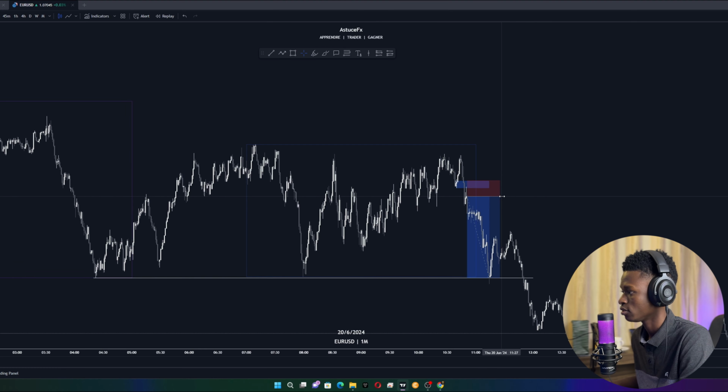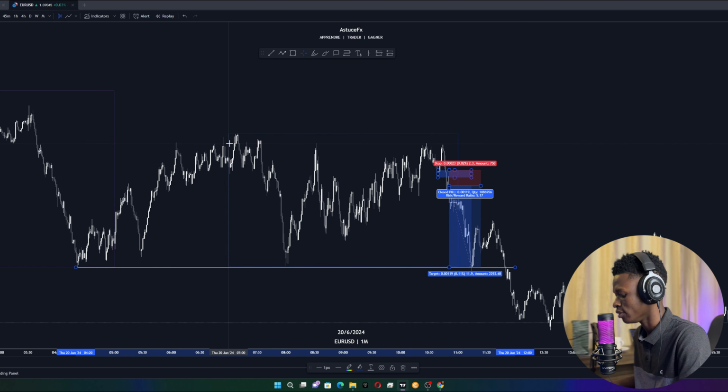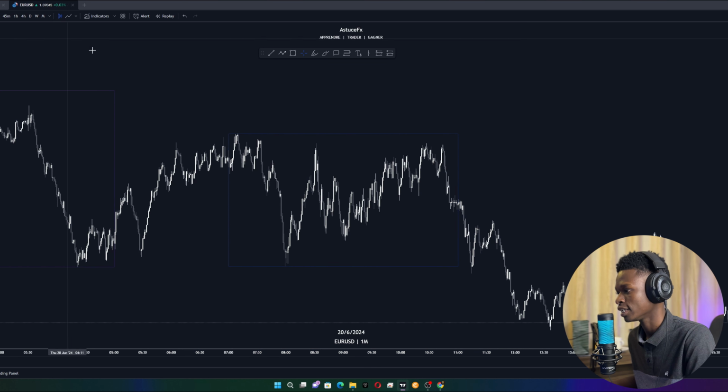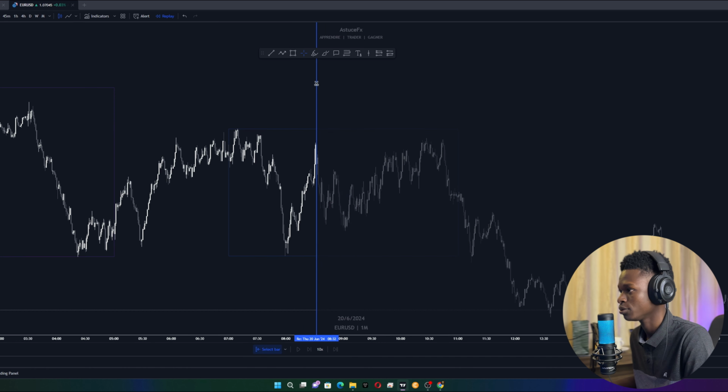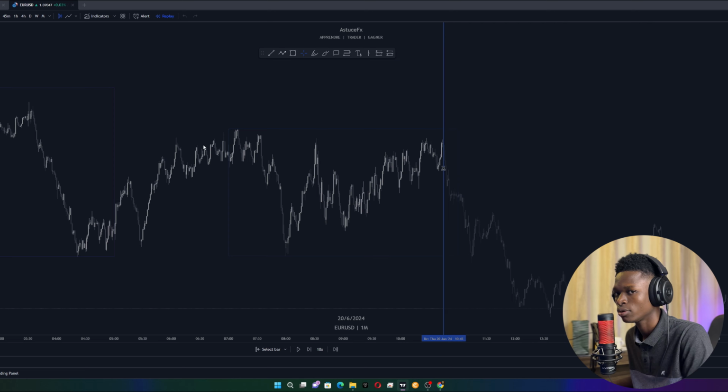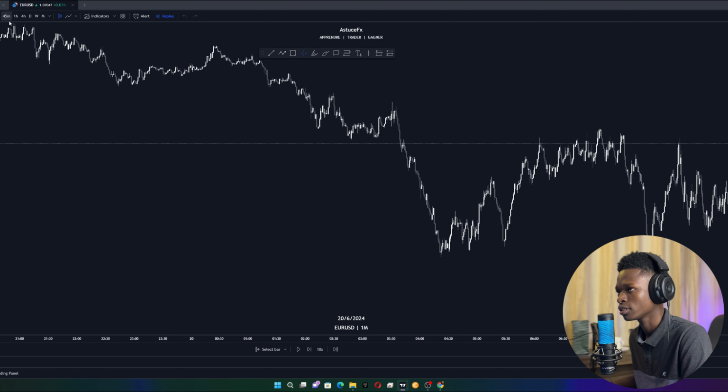Alright, so guys, this is the trade I had today, which ran for 5 hours. I'm going to delete everything off the chart and show you exactly how I analyze from the higher time frame down to the lower time frame, how I was able to get the entry, and how I was able to get my TP as well.